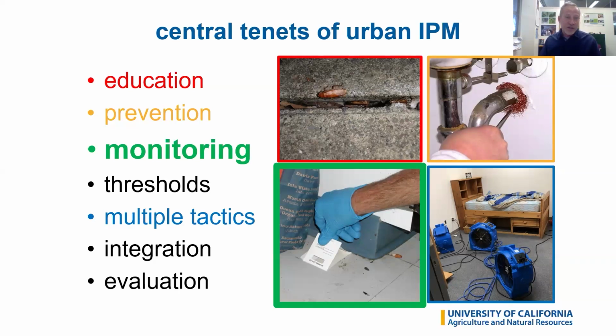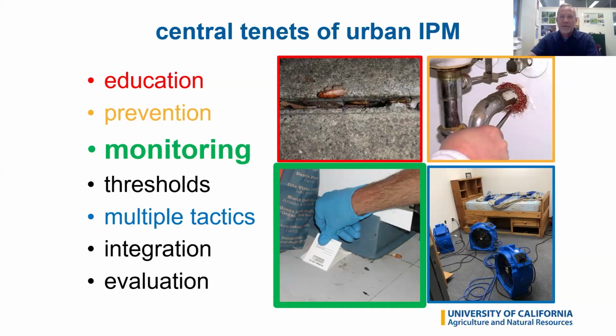Next, we have prevention. So once we've learned about our particular target pest, how do we prevent this pest from becoming a problem? And so my example here is exclusion. We're using a copper wool to seal up the gap around a pipe penetration in a wall. And this can be somewhat effective against rodents, which may enter. Basically, you're making it a lot more difficult for them. They'll have to make another hole somewhere else.